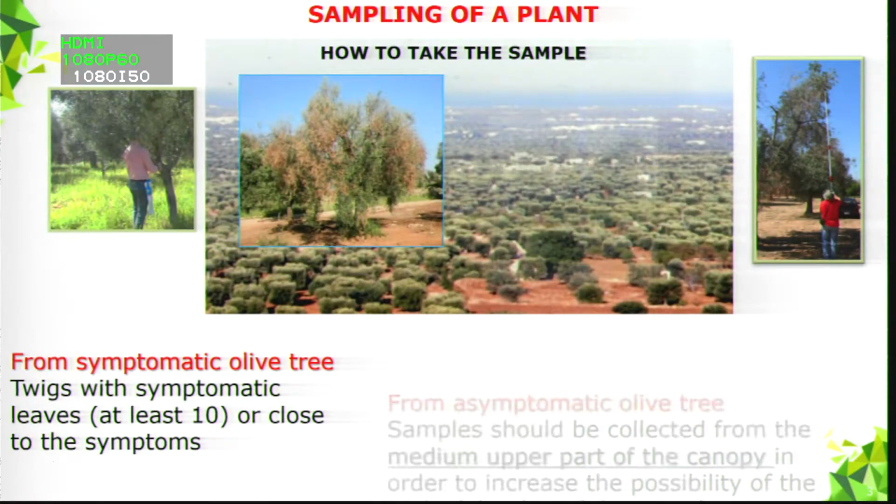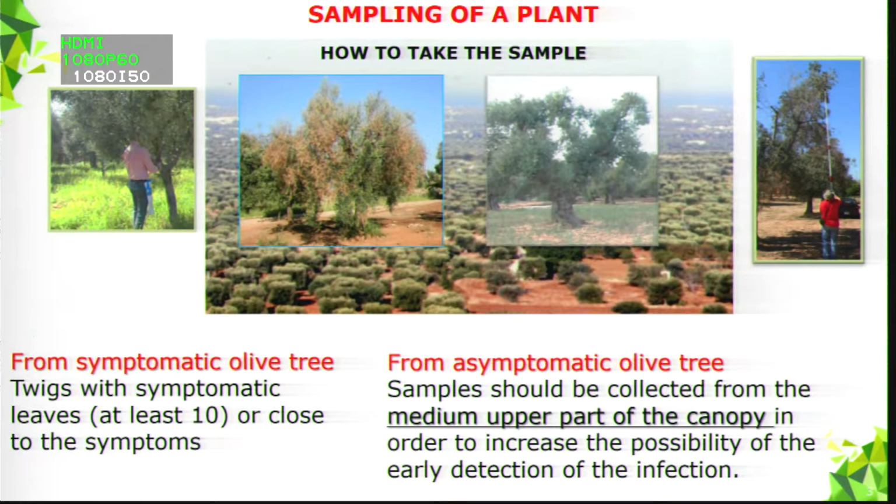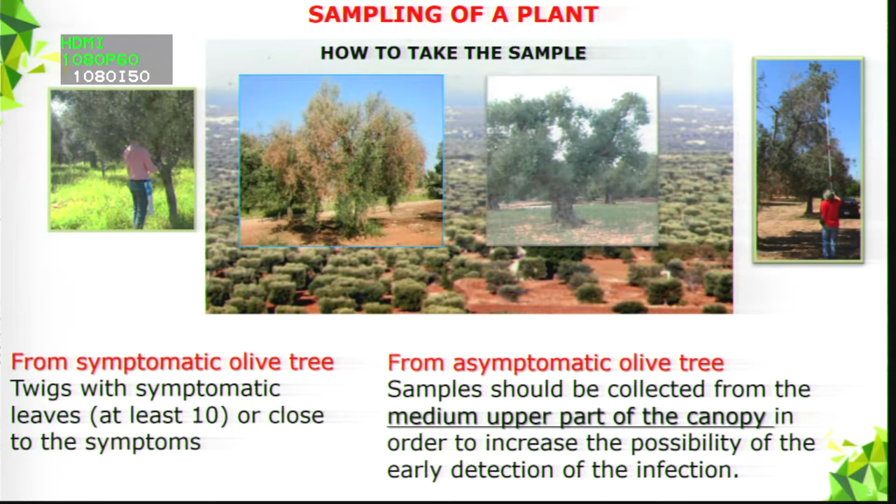But what about asymptomatic olive trees? In olive trees, usually for asymptomatic sampling on plants, we refer to an even distribution of the pathogen on the canopy. So we try to take a sample which is representative of the canopy.